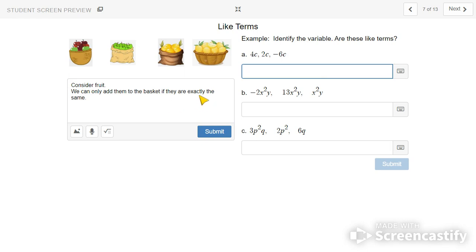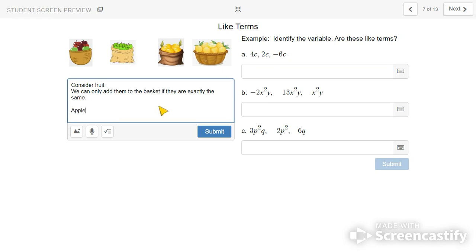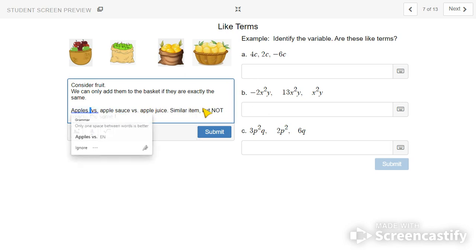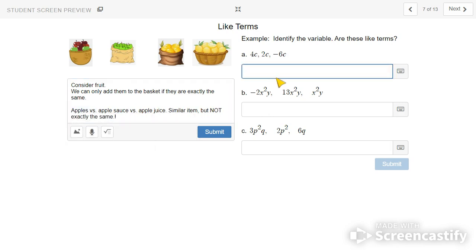When I say exactly the same, I mean things like apples. But apples are different than applesauce. But applesauce is different than apple juice. So these are similar, but they're not exactly the same. So if they're not exactly the same, then they're not considered like terms.